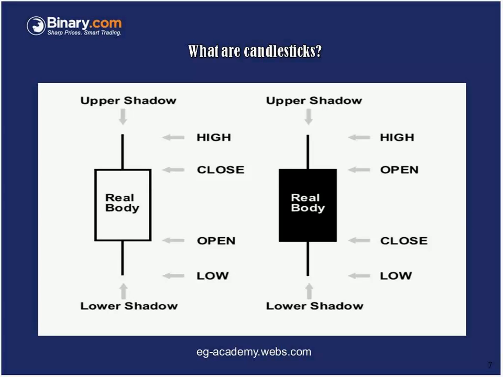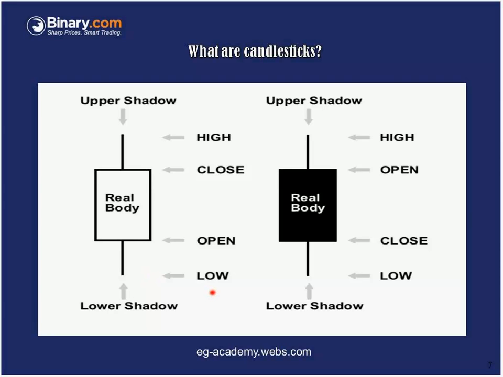Now let's see what the real body and shadow can tell us about how market prices have moved. Remember, each candlestick represents a specific time period. Let's assume the candlestick here represents price movement in a 1 hour period. The open would be the market price at the beginning of the hour. The close is the market price at the end of the hour. The high and low are the highest and lowest prices that were traded within that 1 hour.